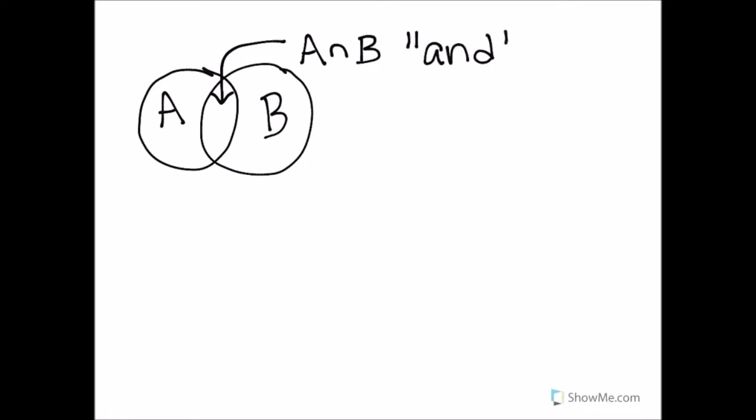corresponding to the word and. So, in situations where we want to observe both events happening, that's denoted by this intersection of A and B, as in both instances are occurring.